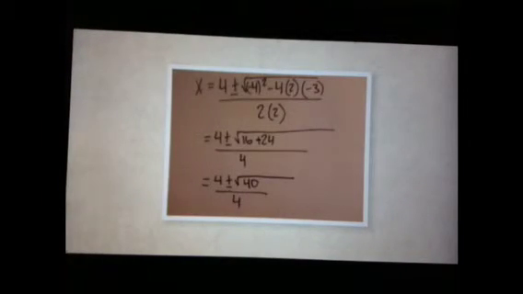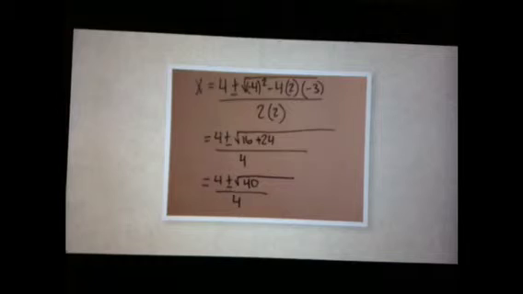So, first of all, negative 4 squared is equal to 16, because negatives don't count when you're doing the powers. And then negative 4 times 2 is negative 8 times negative 3 is positive 24. Remember, when you're multiplying negatives, they're always positive. And then 16 plus 24 is equal to 40. So the simplified version would be 4 plus or minus the square root of 40 divided by 4.